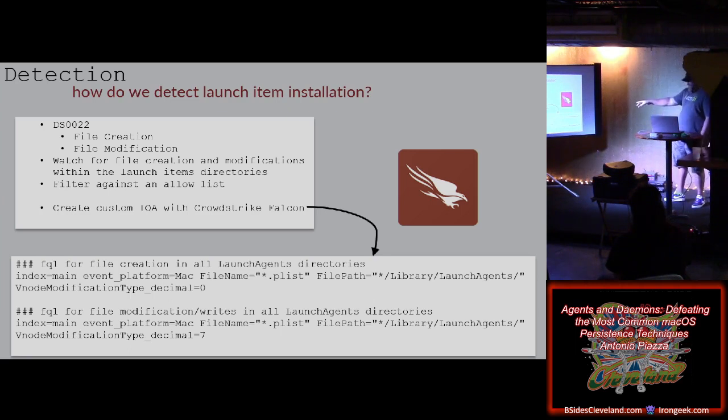These are a couple example custom indicators of attack, IOAs, that I wrote with CrowdStrike Falcon query language. So just for example, you could add these, but they're probably going to be noisy unless you have an allow list. If you just threw these queries up there, you're going to get a ton of alerts because stuff's always trying to write to the launch agents and launch items directories, because again, that's how Mac tells developers to persist their software. So you're really going to need some sort of SIEM where you can write an allow list to filter all this stuff out for you.